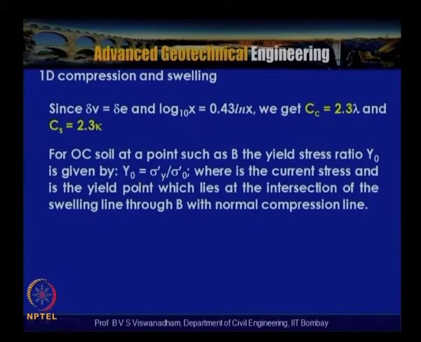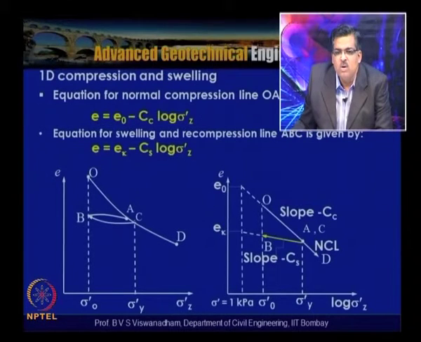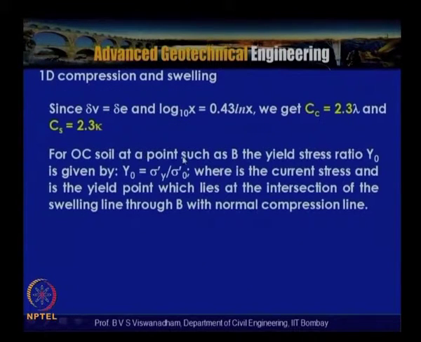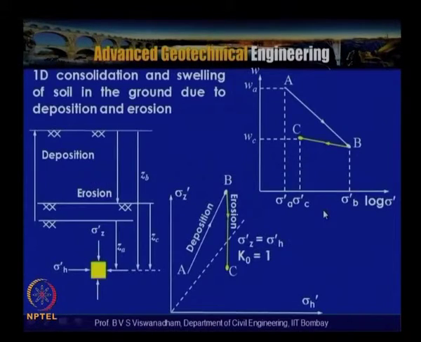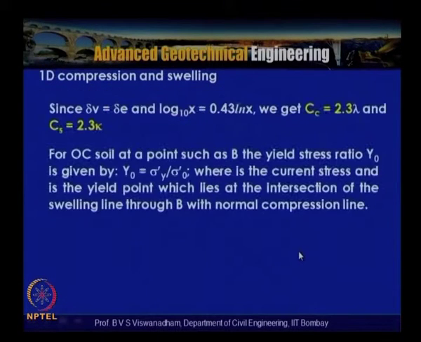So, for an overconsolidated soil at a point such as B, the yield stress ratio y naught is given by y naught is equal to sigma naught dash y by sigma naught dash, where sigma naught dash is the current stress and sigma naught dash y is the yield point, which lies at the intersection of the swelling line through point B with the normal compression line. So, we are defining here the yield stress ratio, the ratio of sigma dash y to sigma naught dash.